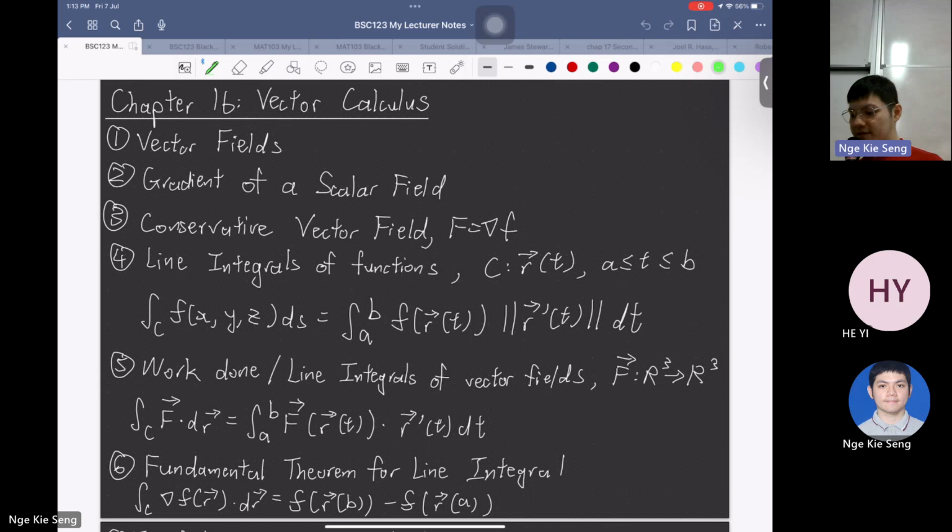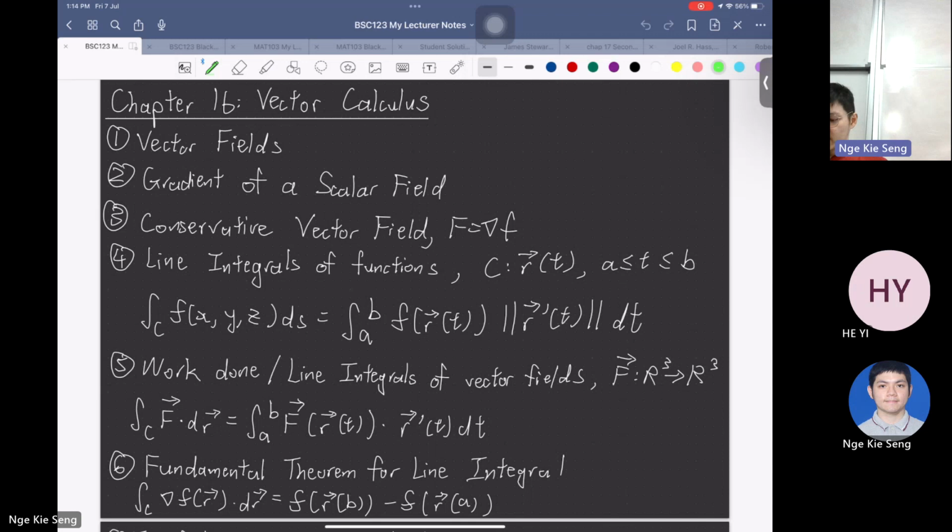So chapter 16, we start with vector fields. A vector field is a function from Rn to Rn, R3 to R3 or R2 to R2 for our case. And then we study the gradient of a scalar field, which is actually a vector field. That's the natural source for your vector field. The gradient of a scalar field is a natural force. If your vector field comes from a scalar field, we call the vector field conservative, when f equals the gradient of some scalar field.